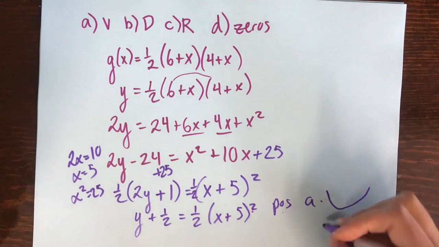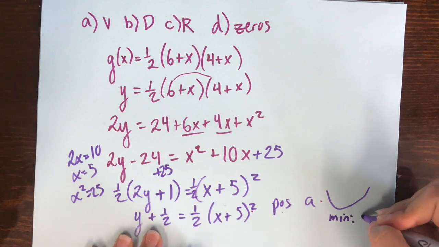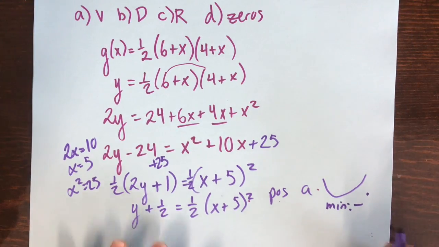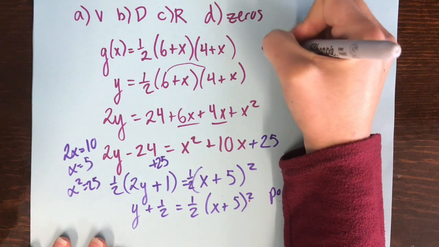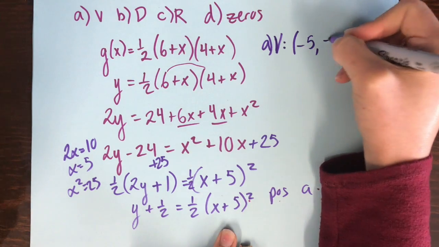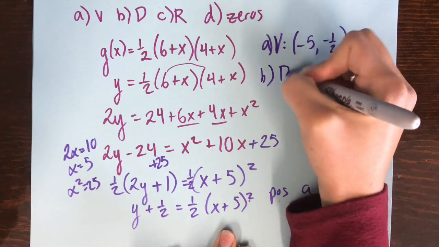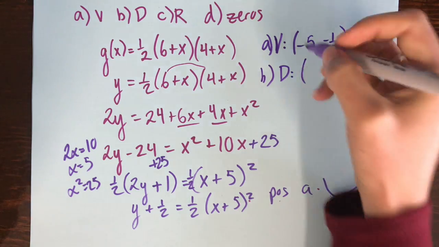So this is an upward facing parabola, right? It opens up because there's a positive a value, which means it's going to have a minimum value. And the minimum value is always equal to k, right? So it's going to be -1/2 is my minimum value. And then every other point that the parabola has is higher than that -1/2.